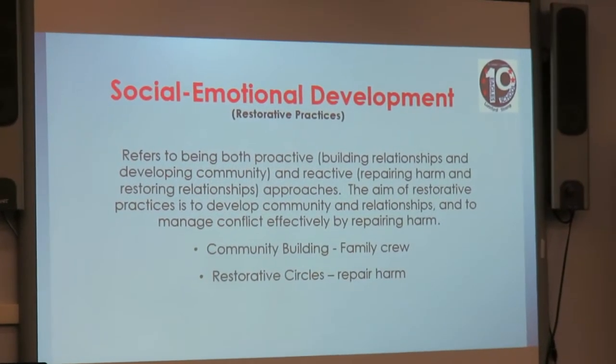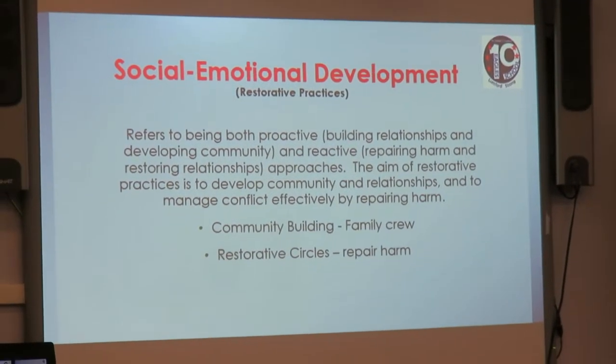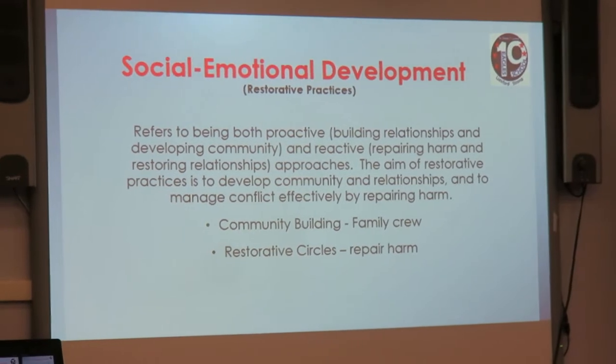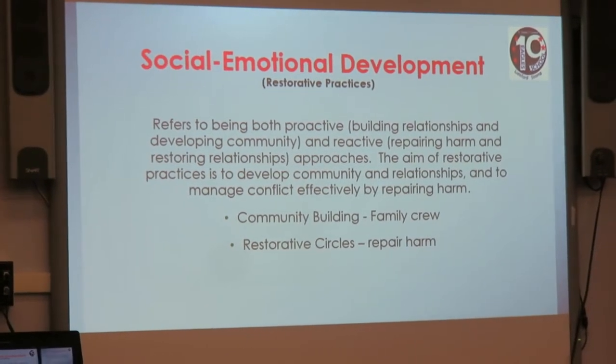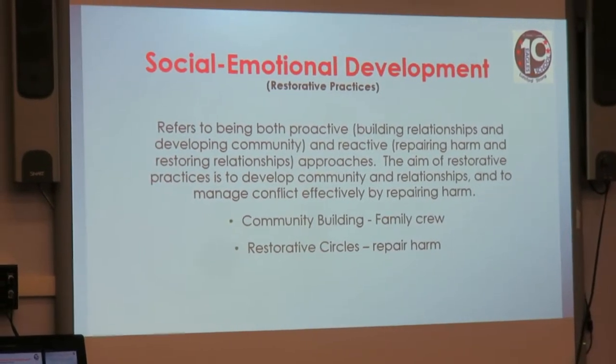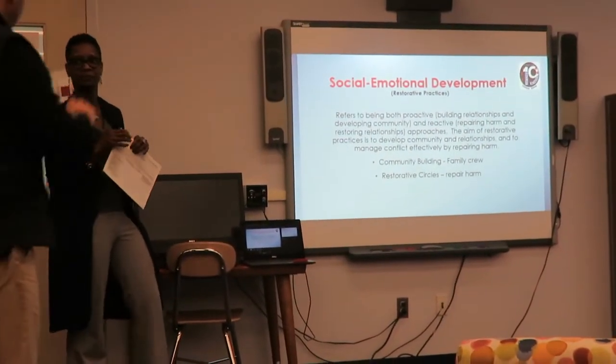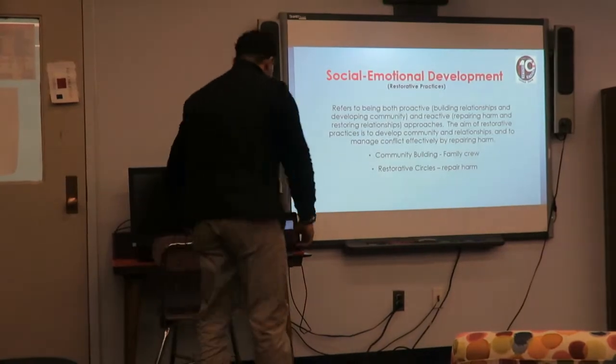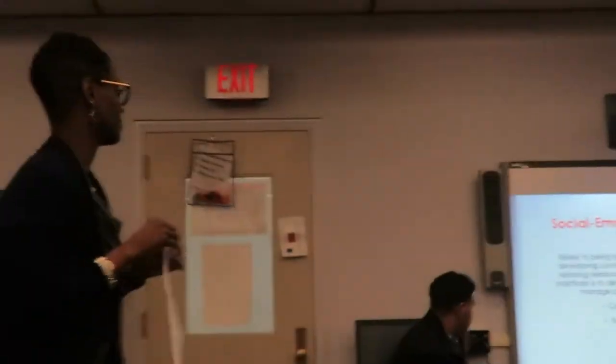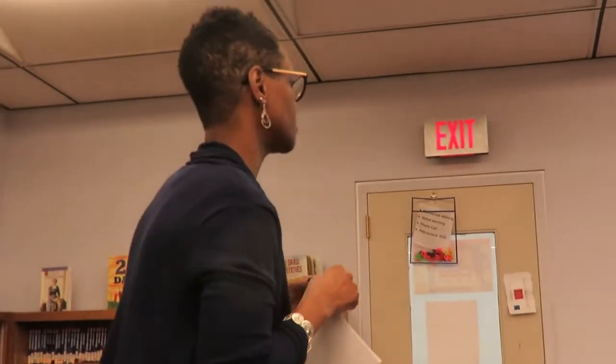And then the social emotional development, restorative practices. It refers to being both proactive and reactive in dealing with students and repairing harm. The aim of restorative practices is to develop community and relationship and to manage conflict effectively by repairing the harm. So 2 main bullets would be the community building, the family crew, and then restorative circles, repairing the harm.